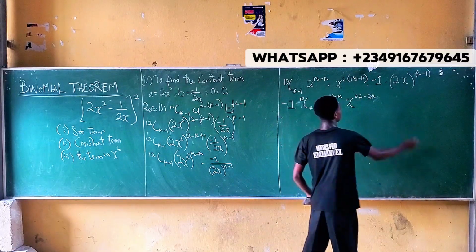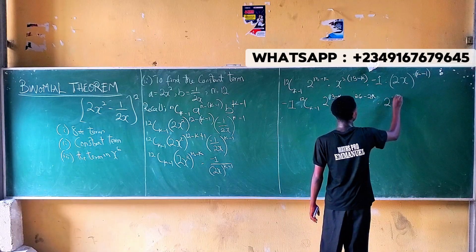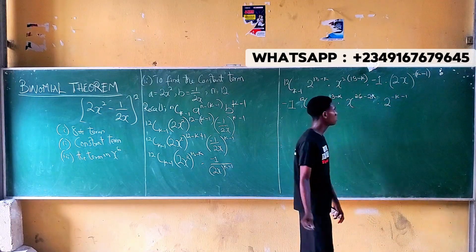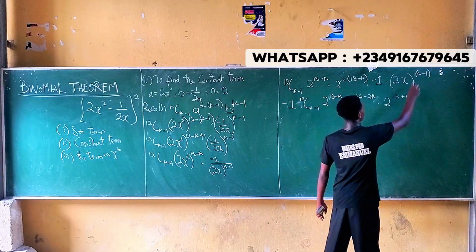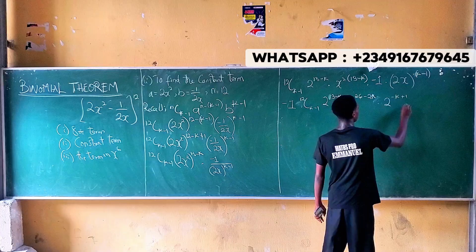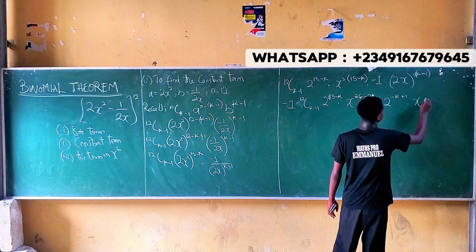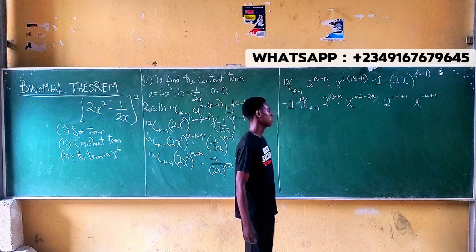Now, let me expand this. 2 raised to the power of this first. I'll have 2 raised to the power of minus k minus 1, because minus times k minus 1 is minus k plus 1. Minus times this is minus k, minus and minus is plus 1. And also, x will be raised to the power of the same thing, minus k plus 1. Yeah, that's it.